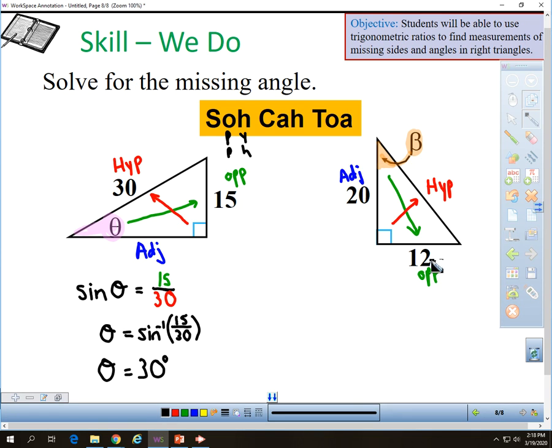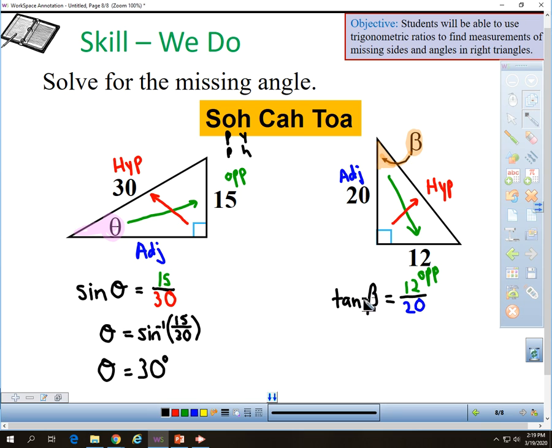In this problem, we have a value for the opposite and the adjacent, which means we are going to have to use tangent because tangent is opposite over adjacent. Tangent of the angle of reference, which in this case is beta, equals our trig ratio: opposite, which is 12, over adjacent, which is 20.